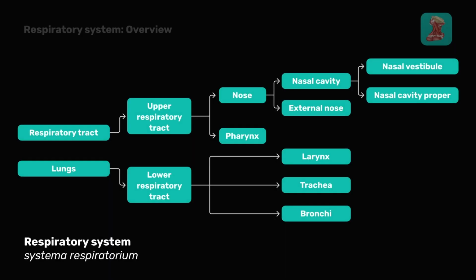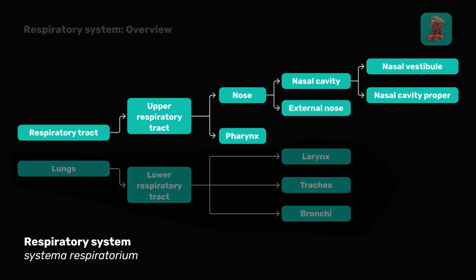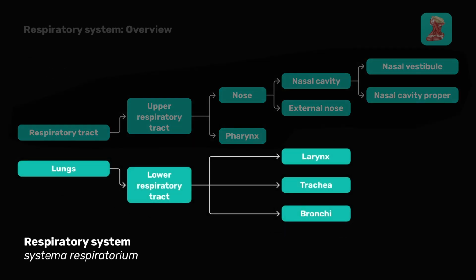The respiratory system is divided into two main parts: the airways, or the upper respiratory tract, which serve to conduct air, warm it, humidify, and purify it, and the respiratory part, or the lower respiratory tract, which is the site of gas exchange.